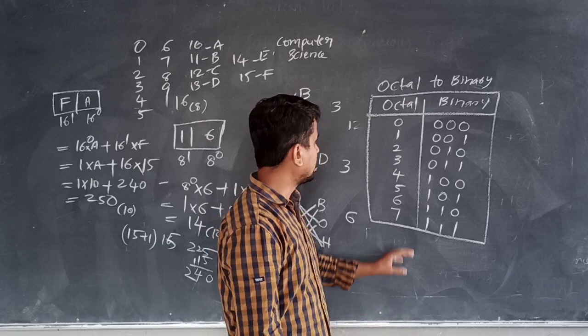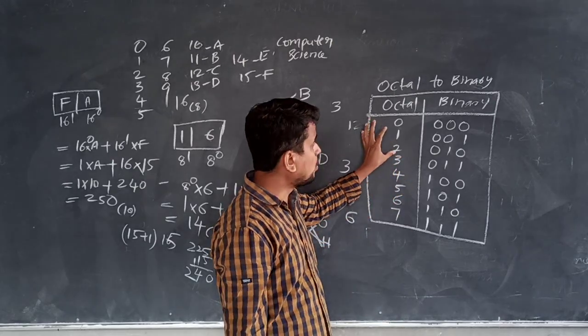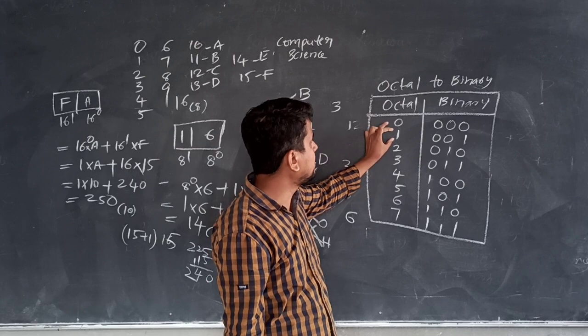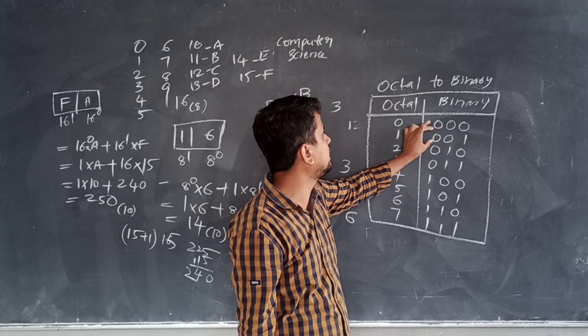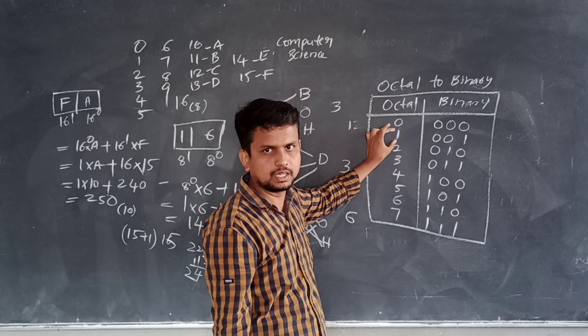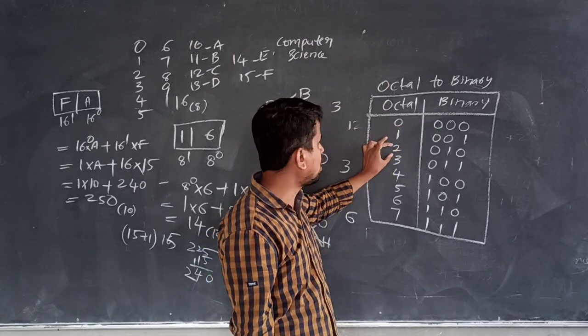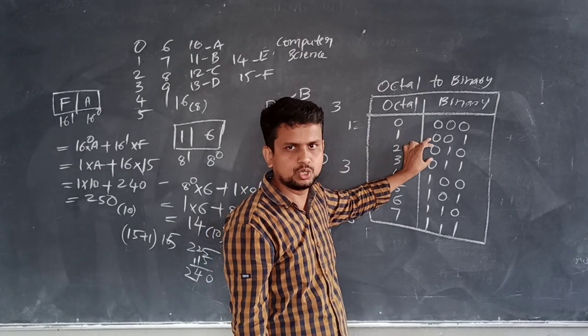Now what does this chart represent? This is the binary equivalent of the octal number. This octal number's binary equivalent is this one. This octal number's binary equivalent is 0, 1, 0. Okay?